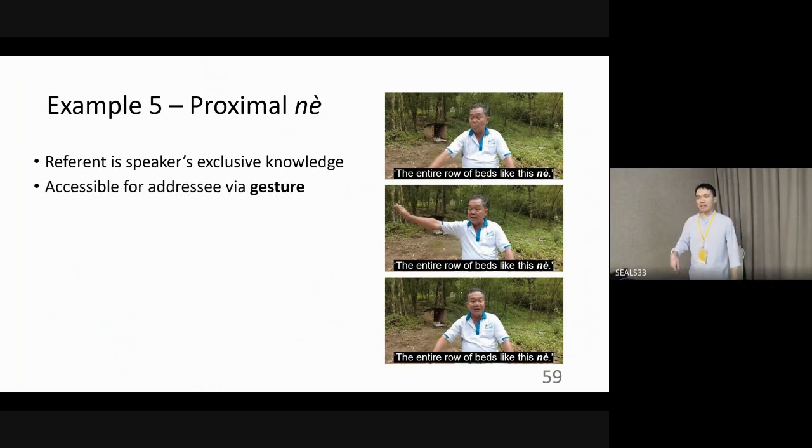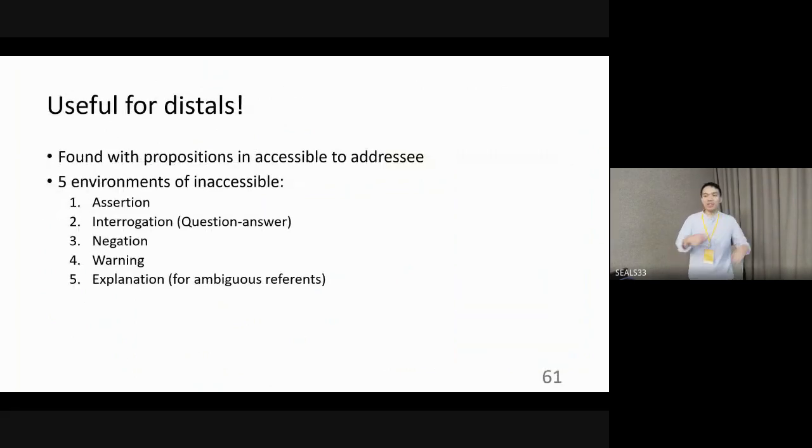And this is the reason why proximal was used. And with distals, you find it when the proposition is inaccessible. What are the places where we can find these inaccessible propositions? Assertion, interrogation, negation, and warning, explanation. In each of these, I'll give you an example, but I will happily go more into it after the presentation if you have any questions.